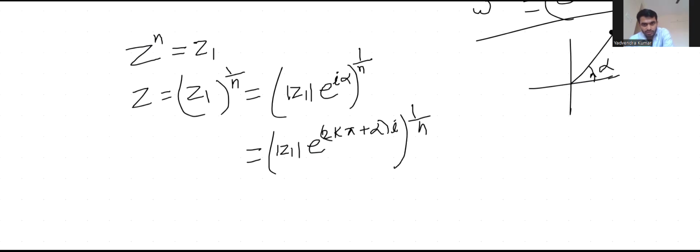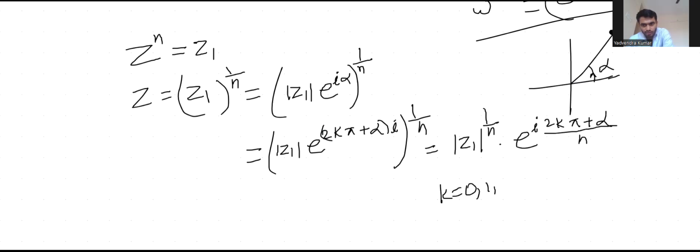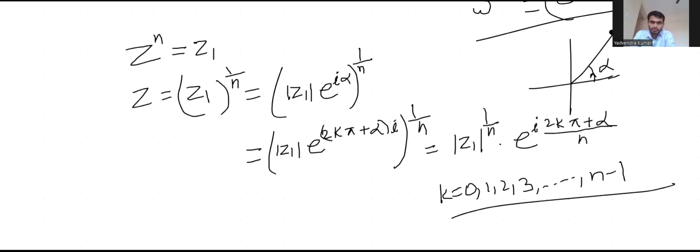This can be written as modulus of z1 to the power 1 by n into e to the power iota (2k pi plus alpha) by n, and here again k is equal to 0, 1, 2, 3, and so on up to n minus 1. Again, similar to previous, if you move further, k equals n plus 1, n plus 2, roots will start repeating, right?